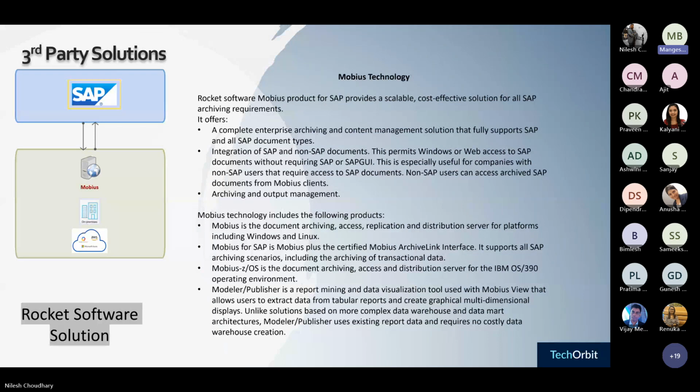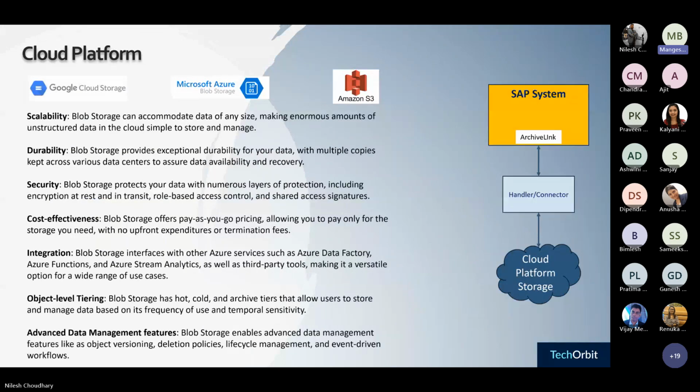Let's focus on the cloud platform-based solutions, or the storage options which are available for us. When it comes to the cloud platform, we know that each and every cloud platform provides storage in the form of services. We talk about Google's cloud storage services, Microsoft Azure blob storage, or for that matter, Amazon's simple storage services, that is Amazon S3.